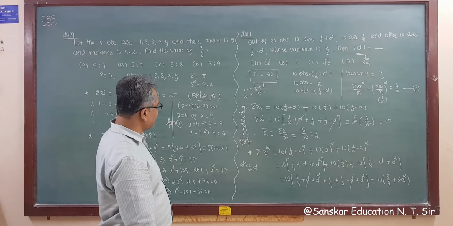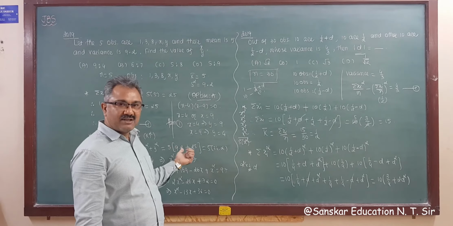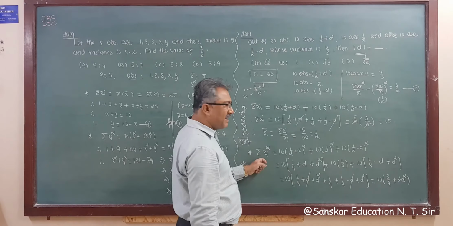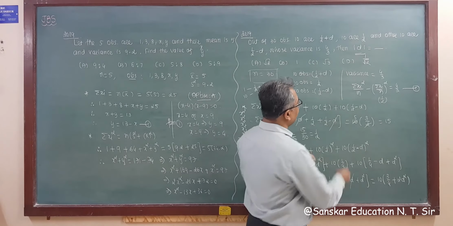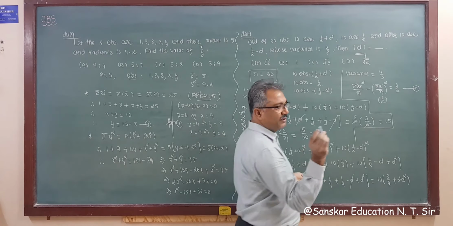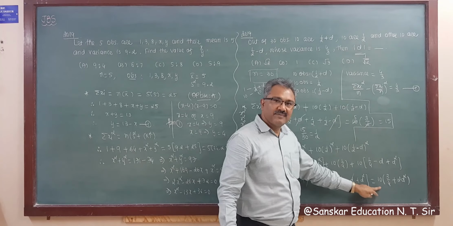I need some space. Can I rub out this? Or do you want to take a screenshot? Okay, I will do it here. We'll get here sigma xi square. Now it is given that this is here, so I'm converting here by color chalk, writing in color.